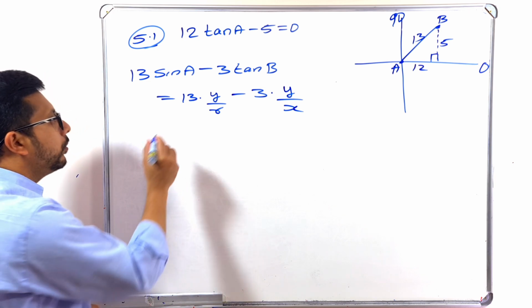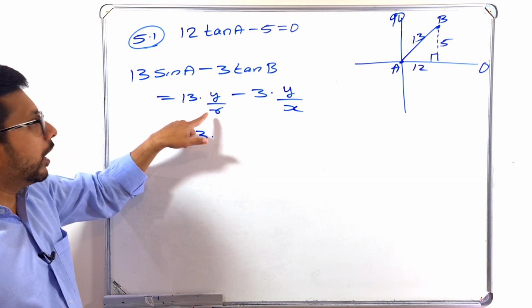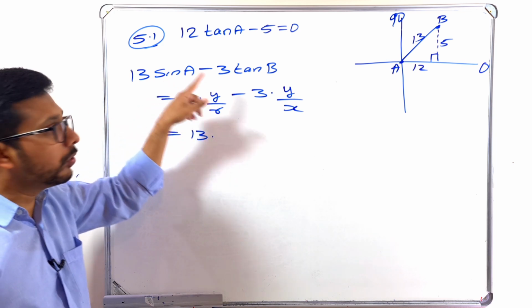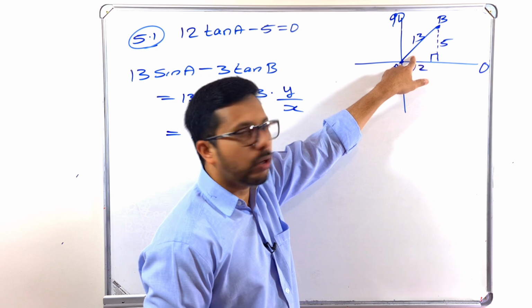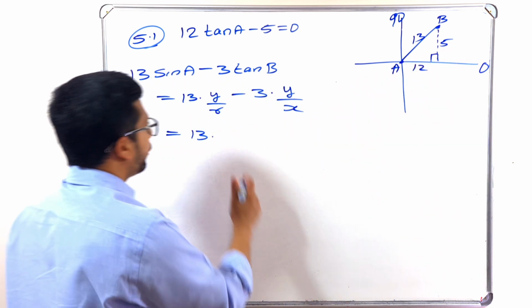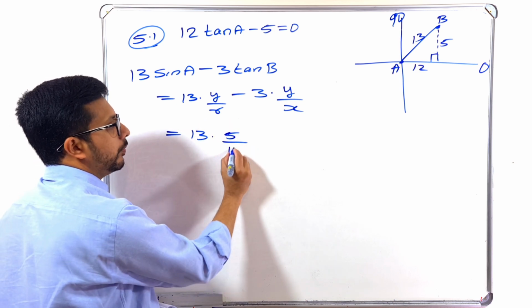Now this is equal to 13 into y over r. Here which one is the angle? Angle A. So based on this, y means the opposite side. What is the opposite side? 5. So y is the opposite side, that is 5, divided by the hypotenuse, which is the same, 13.